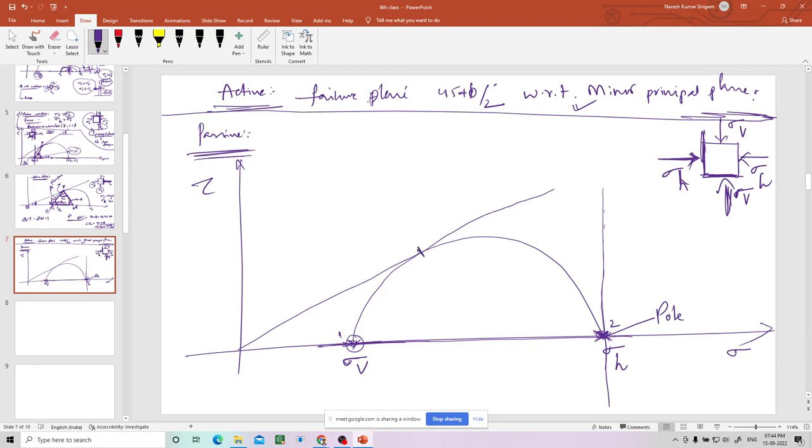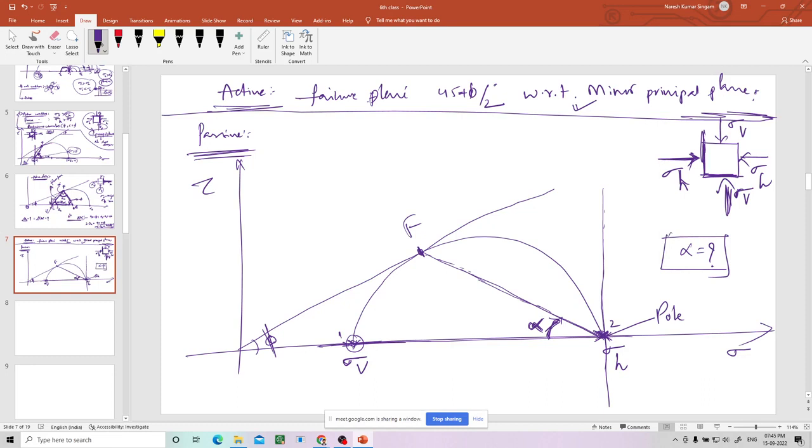So now what is the failure point? This is the failure point. And this angle is phi. Okay, now what do we do to get the failure plane angle? We just join these two points, the pole and the failure point. Whatever the angle is, let us say this is alpha, so this alpha is the failure angle. How much is this angle? What is the alpha value? Can someone tell me?